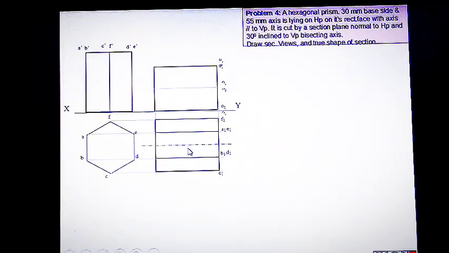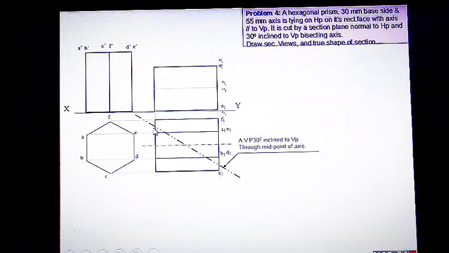So mark the middle point of the axis, and the cutting plane having 30-degree inclined line is drawn, passing through the midpoint like this. So this is the 30-degree inclined cutting plane. If the cutting plane is inclined to vertical plane, we can say that as auxiliary vertical plane, AVP, 30-degree inclined to vertical plane, which is passing through the midpoint of the axis, drawn by drawing chain line.